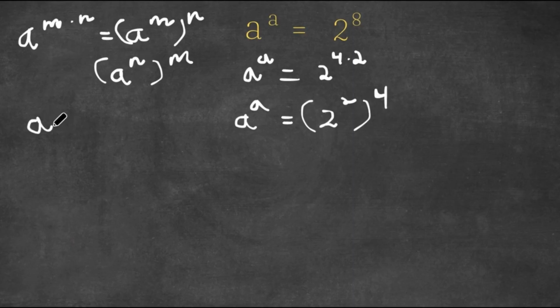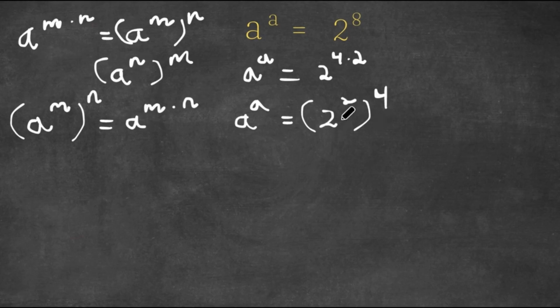Now, if we have something in the form a to the power of m to the power of n, this is equal to a to the power of m times n. So this would equal 2 to the power of 2 times 4. However, I am not going to do that. I'm simply going to solve what's in the parentheses. So 2 squared is equal to 4. So now I have 4 to the power of 4 is equal to a to the power of a.